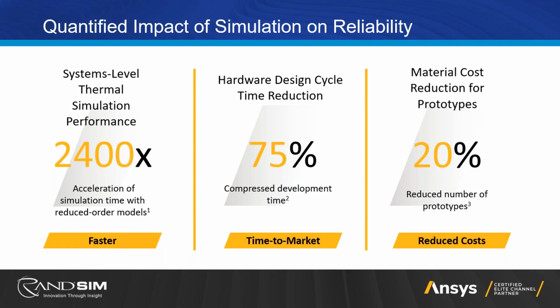And we're seeing a 75% on average reduction in hardware design cycle because of this. And we're seeing a 20% reduction in material costs associated with that. Every board spin costs several hundred to several thousands of dollars. Same thing with components. Anywhere that we can speed up the development and reduce the cost associated with it is where this is going to really shine through for us.